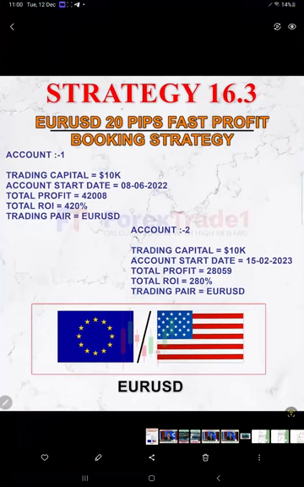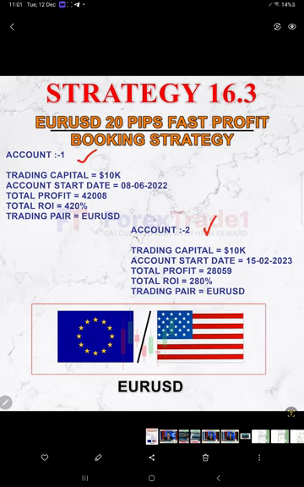The strategy number is 16.3 and it's a Euro-USD 20 pips fast profit booking strategy. This is the upgraded version and it is available for MT5 and MT4 both. Account 1 and account 2, both the details we have attached.